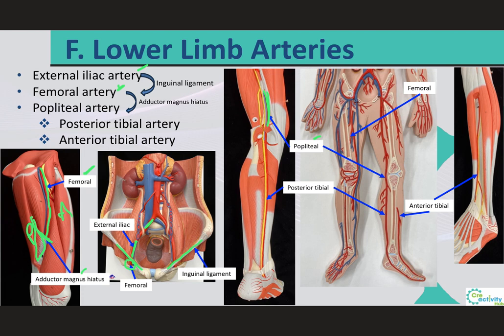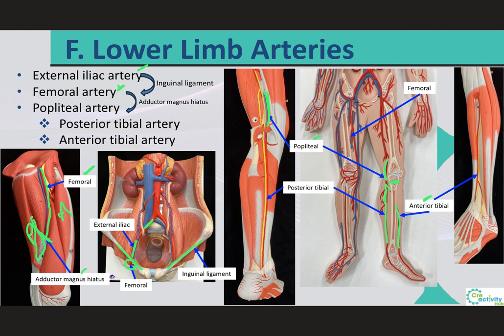Now the popliteal artery continues to come down, and right after it passes the knee, as we can see over here from this image, it will split. And once it splits, it gives rise posteriorly to the posterior tibial artery. Makes sense. And then the other branch will swing anteriorly and give rise to the anterior tibial artery. So this makes sense as well.